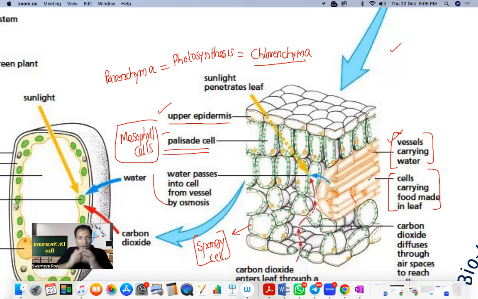And then parallelly running with the xylem is the phloem. As you can see, this is the phloem and this is the xylem. They run parallel. The phloem carries the food that is made by photosynthesis in the leaves to different parts of the plant. So phloem is translocating, that's the word, food that is made in the leaves to different parts of the plant, especially the non-green parts of the plant. And xylem is transferring water and minerals to these mesophyll cells so that photosynthesis can take place.